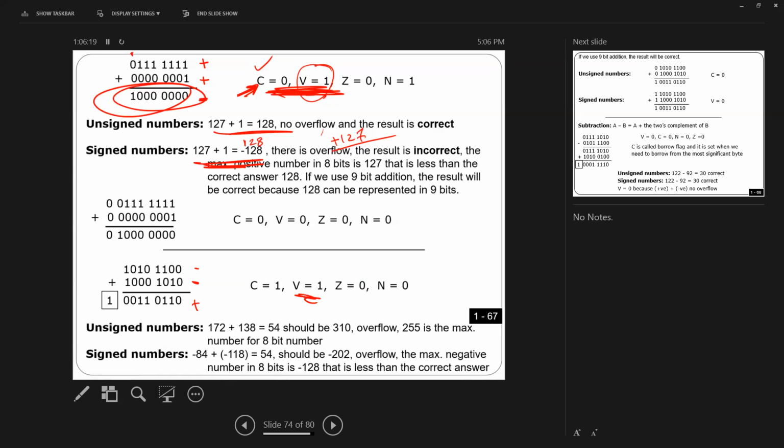Again, let's interpret it. If you do the conversion, the result here is telling me that whether your number is signed or unsigned, there is overflow. And that's exactly what happened. When I converted to decimal, I added 172 plus 138, and I got 52. Also here, I added negative 84 plus negative 115, and I got 54. So, any questions?